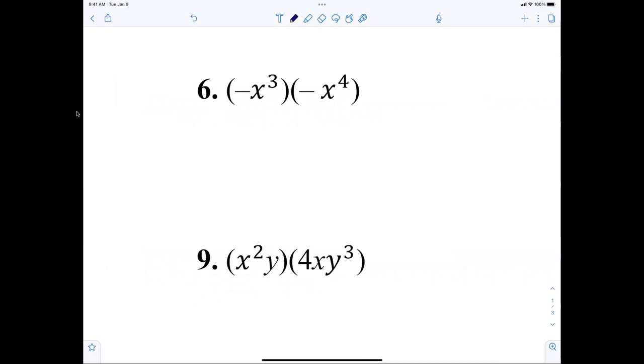X to the 7th. You are amazing. X to the 7th. The 2 negatives make a what? Because you are multiplying. And then I did what to the exponents? Added. That's it.